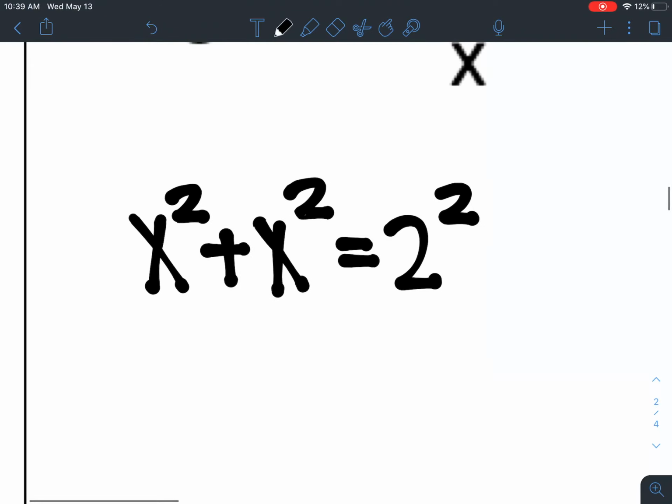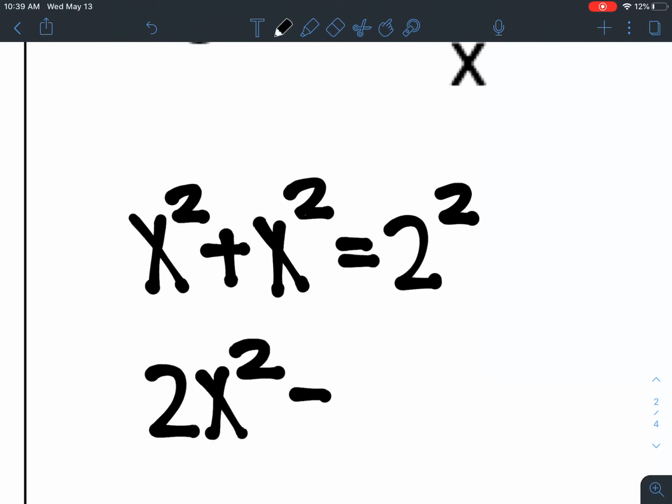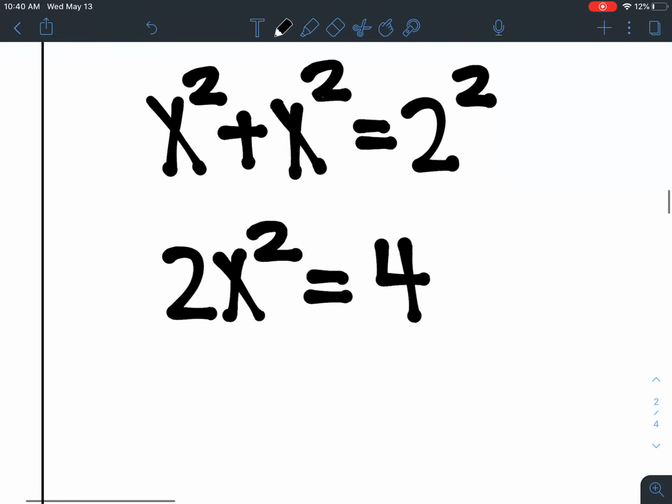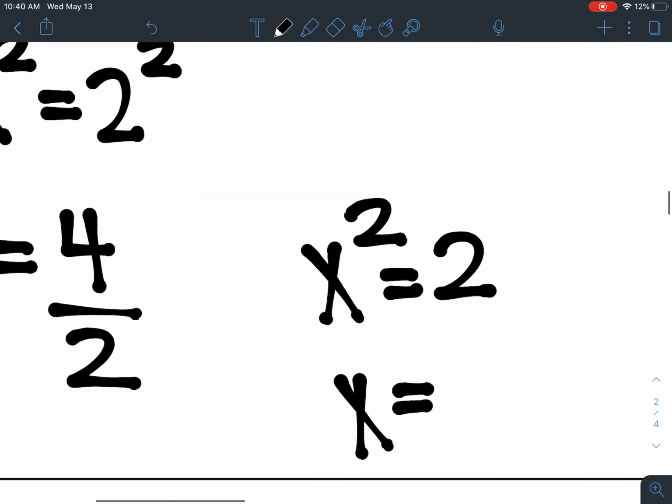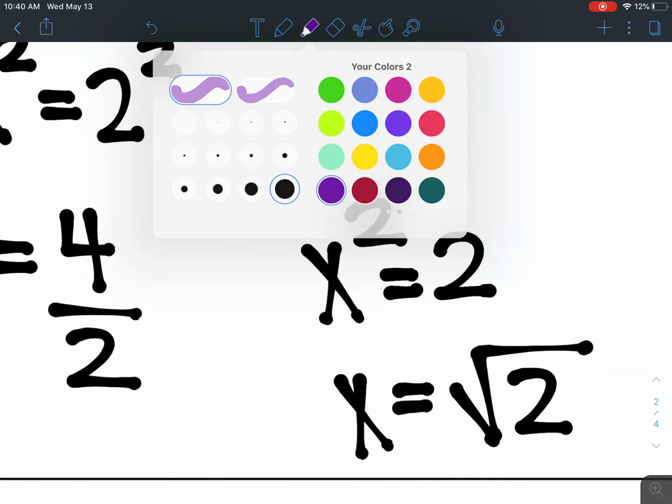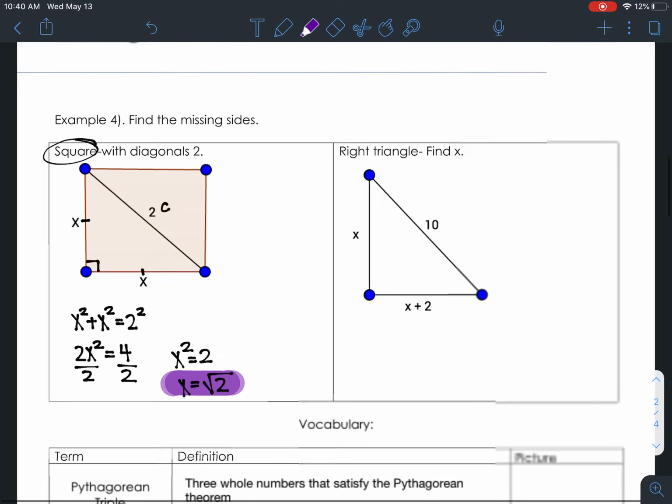All right, well, how many x squares do I have now? I have 2 x squares is equal to 4. Solving this, I'm going to divide out the 2 first. So I'm going to get x squared is equal to 2, which means that x is equal to the square root of 2. And that's as far as you can go. That's our final answer. Okay?